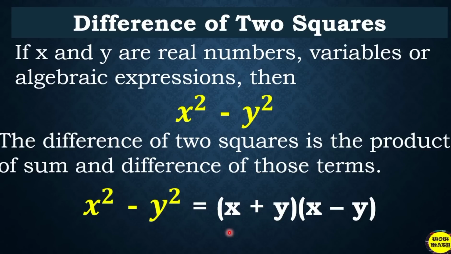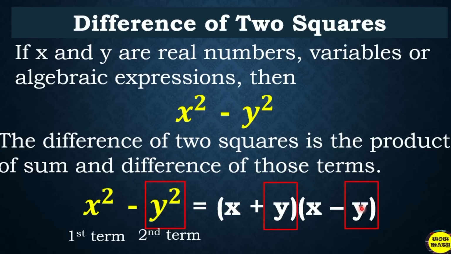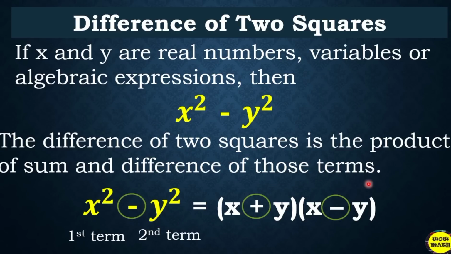Paano siya naging ganito? Kasi x times x, ayun siya, x squared. Yun yung first term mo. So, pag nakuha mo yung square root nito, yun ang ilalagay mo sa parehong first term ng binomial mo. Next, eto naman, y times y, that is y squared. Ito naman yung second term. Pag nakuha mo yung square root nito, yun ang ilalagay natin dun sa second term natin sa parehong binomial. Okay, so let's have an example.